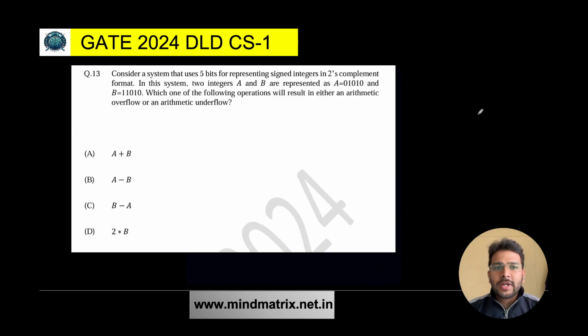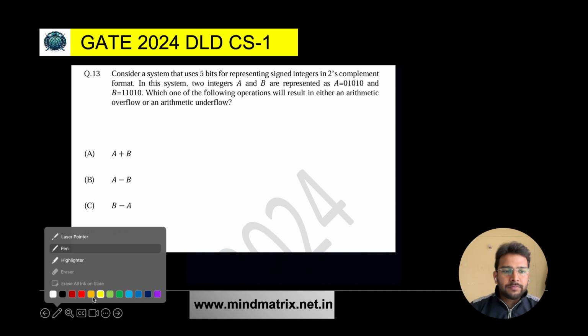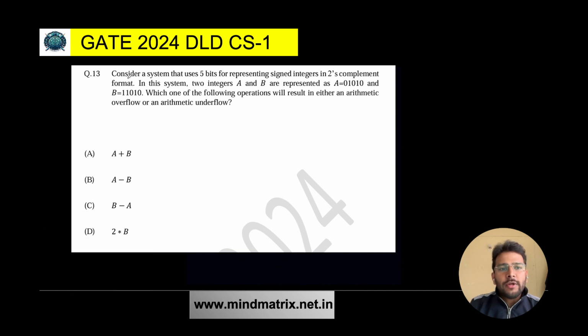So this is the first question that we have from digital logic subject, and this is from CS set 1. So let's try to solve this question. Carefully read the question first.